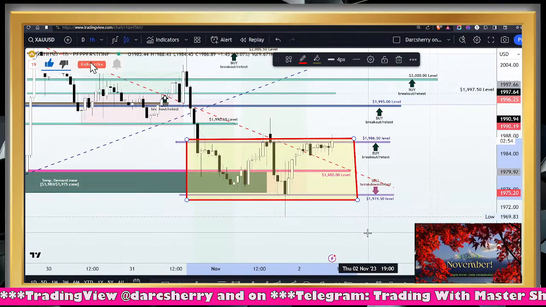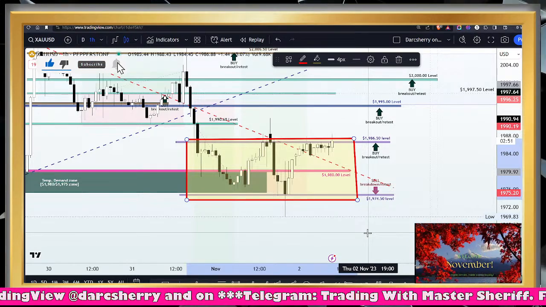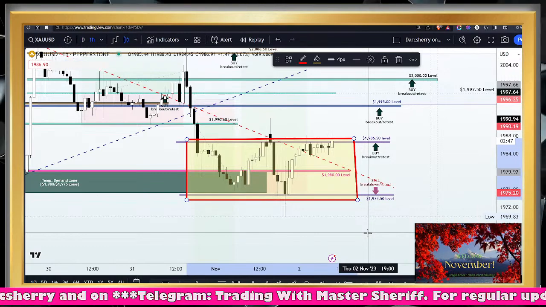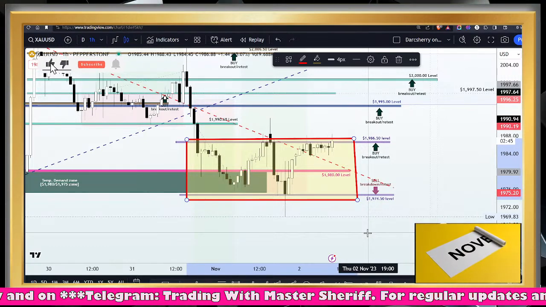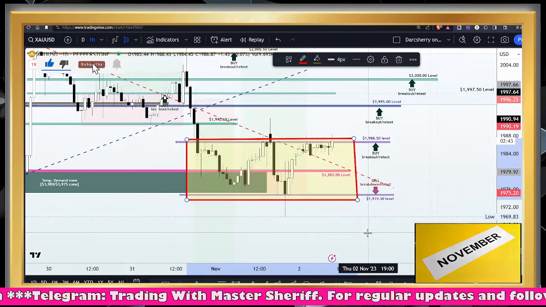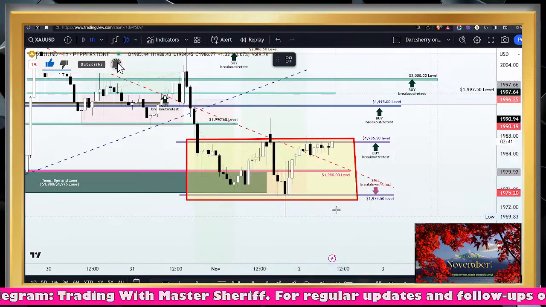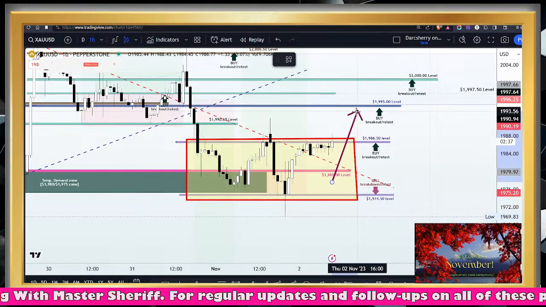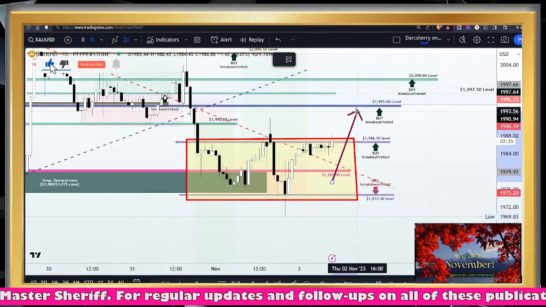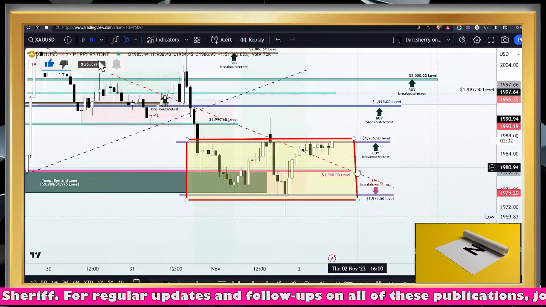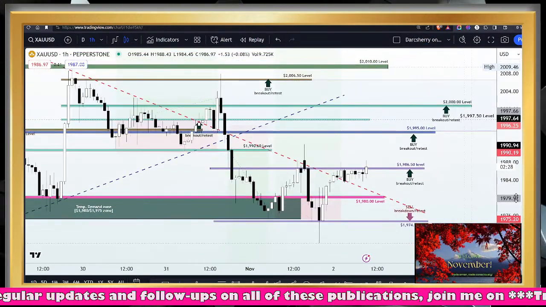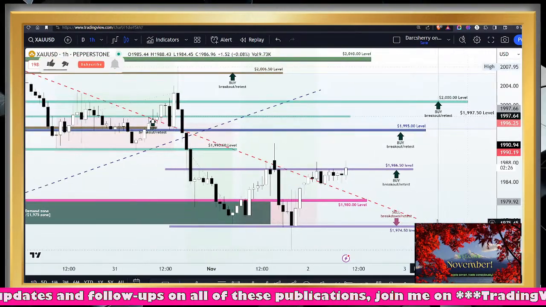Now, the direction of the breakout of this range will determine the trajectory of price action for the later part of this week. So if price breaks down the $1,974.50 level, then we want to feel comfortable selling. And if price remains above the $1,986.50 area, we want to feel comfortable buying the XAUUSD for today. So these are my views on the XAUUSD.